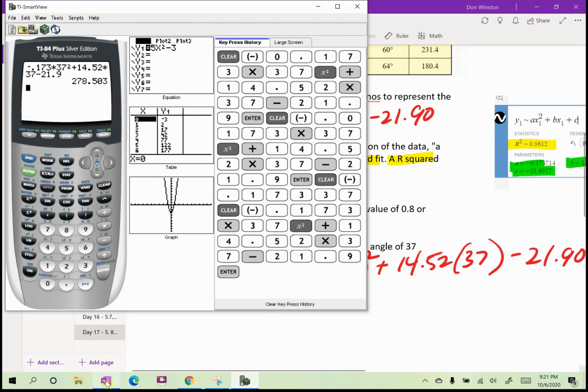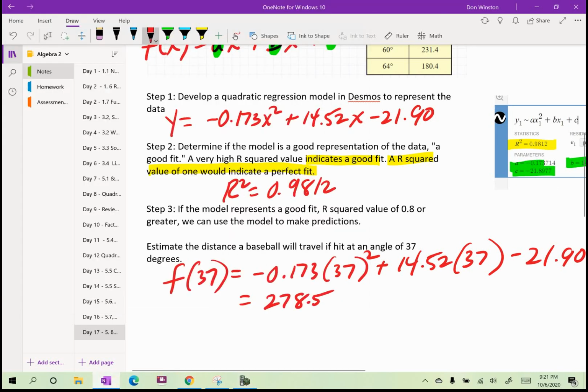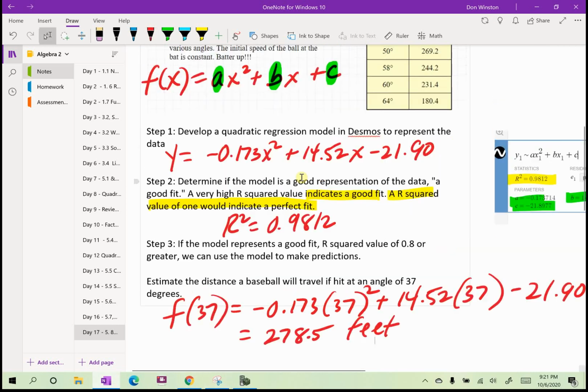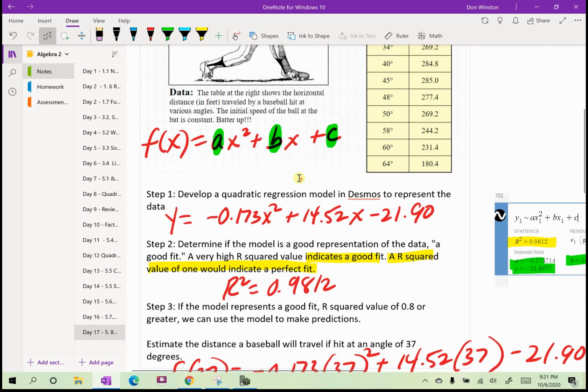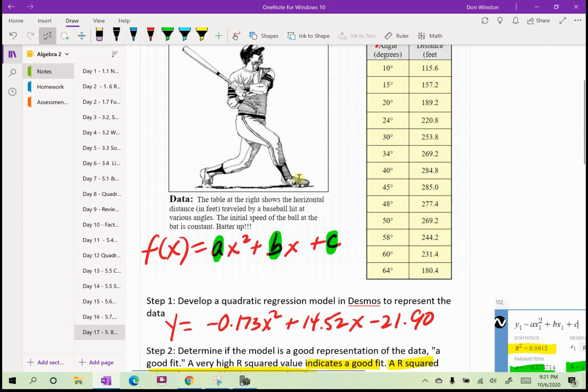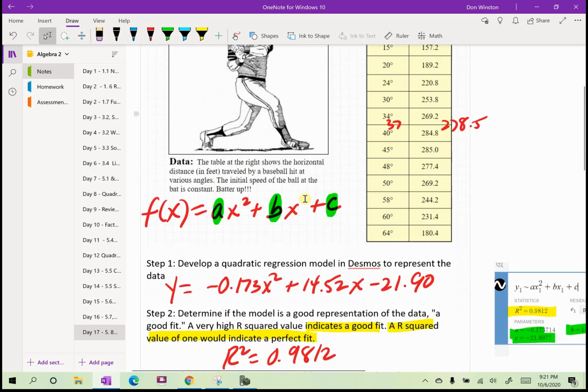Yep, 278.5 feet. So we could say that if you hit the ball at an angle of 37 degrees, the ball will travel about 278.5 feet. So 37 degrees would be about right in here. And they said 278.5. You see how well that model fits that data? Okay, very good fit. Very good fit.